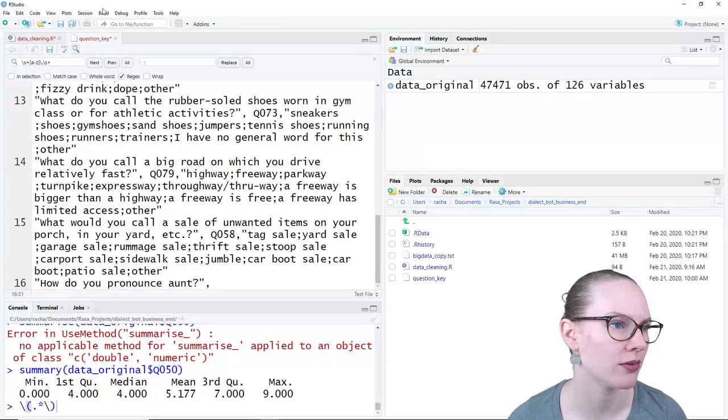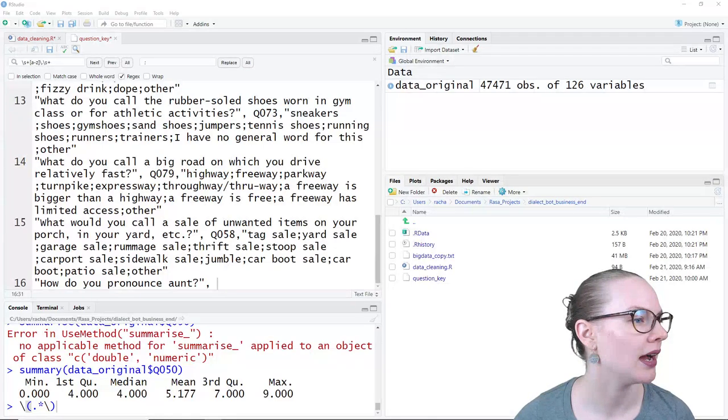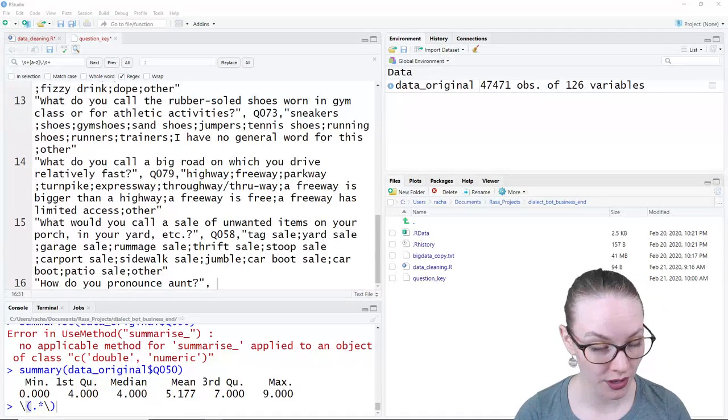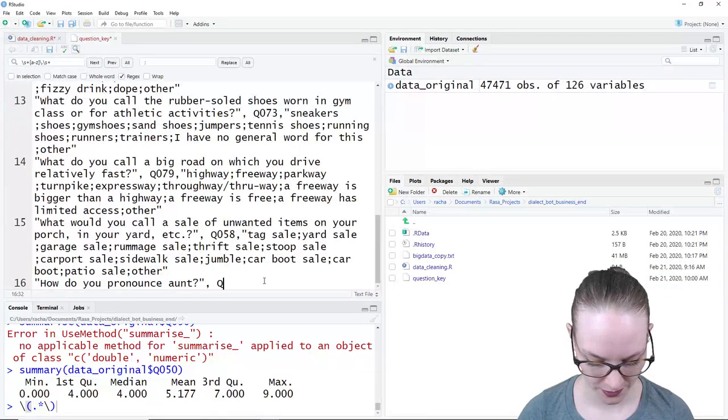I might go through and rewrite the questions for all of these where the word, like, it's a pronunciation thing. It's question one. Q001.